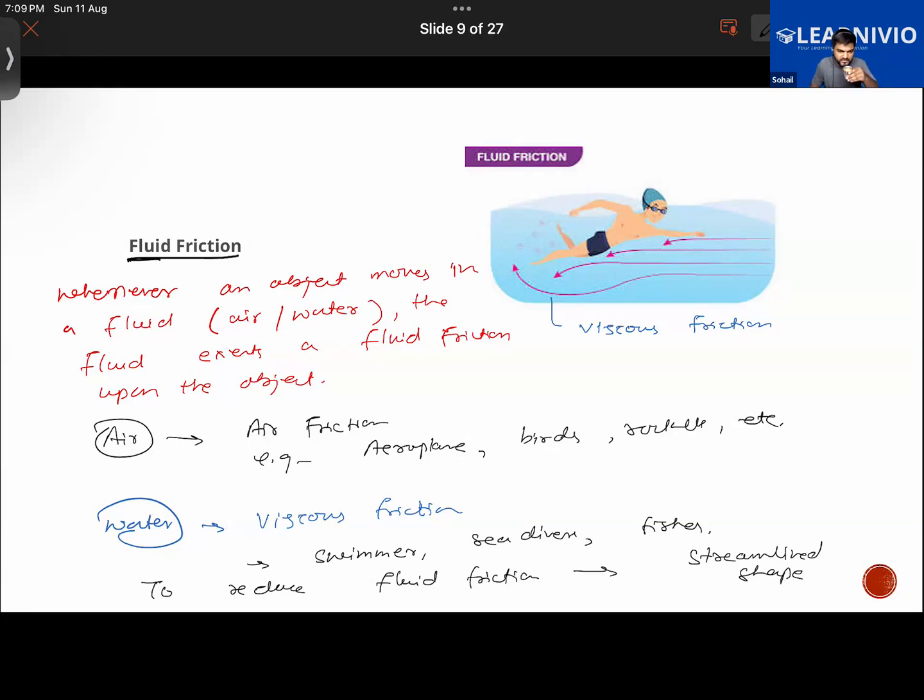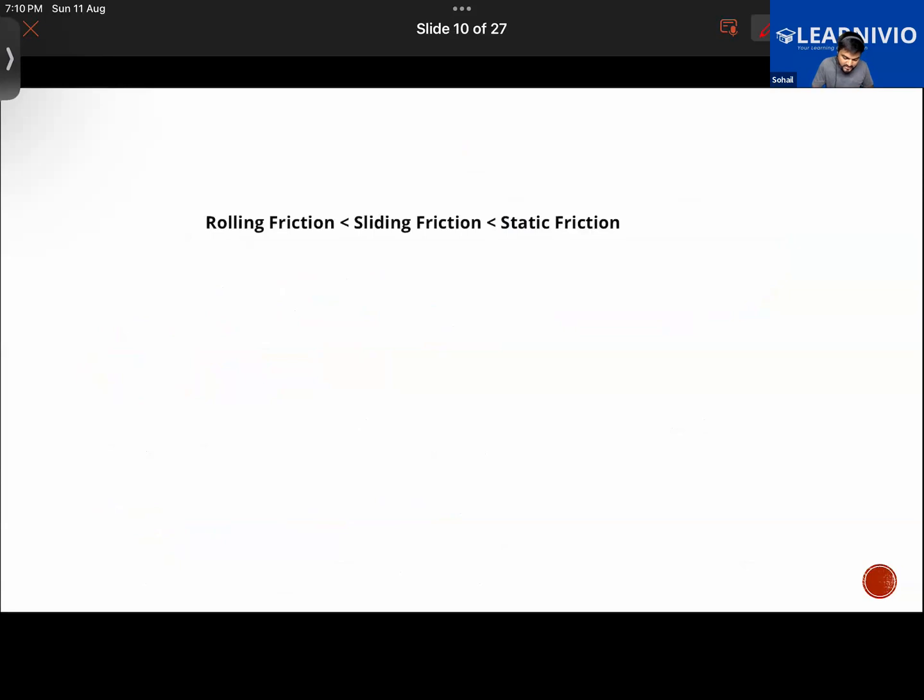Hope you guys have understood this. Any questions from this topic? No, sir. So the streamlined shape will be minimizing the air or water resistance. Thereby the design of the airplanes, the design of the ships, and in nature, living organisms like fishes and other organisms have a streamlined shape that reduces the friction.